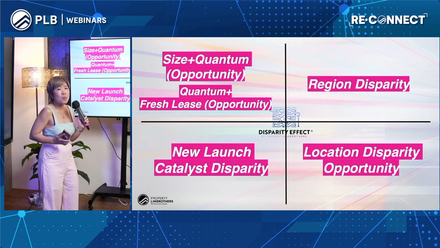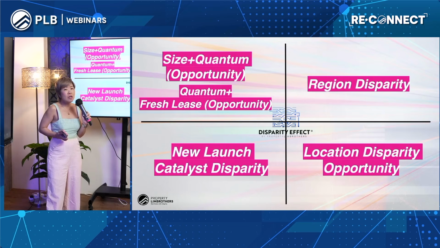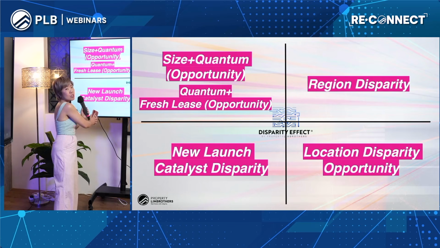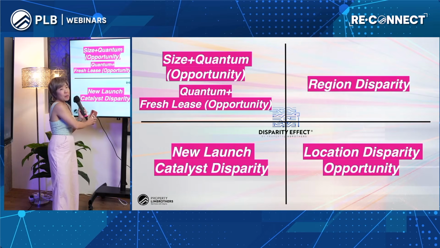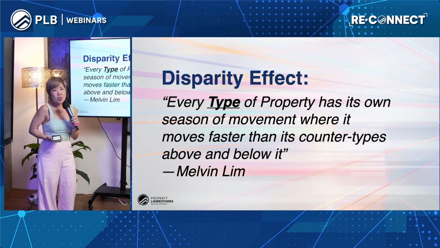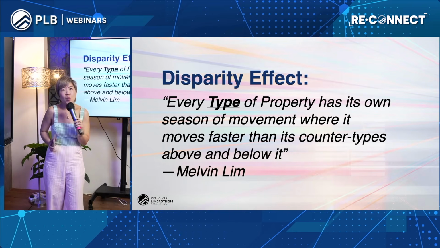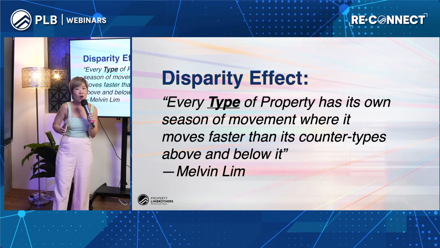The other 2 disparities will be the region disparity as well as the location disparity. And one very important disparity is in the new launch market. New launches have been like a catalyst. They are able to achieve higher and higher PSF, which we will explain why later. Okay, so in terms of the disparity effect, every type of property will go through its movement of shine.